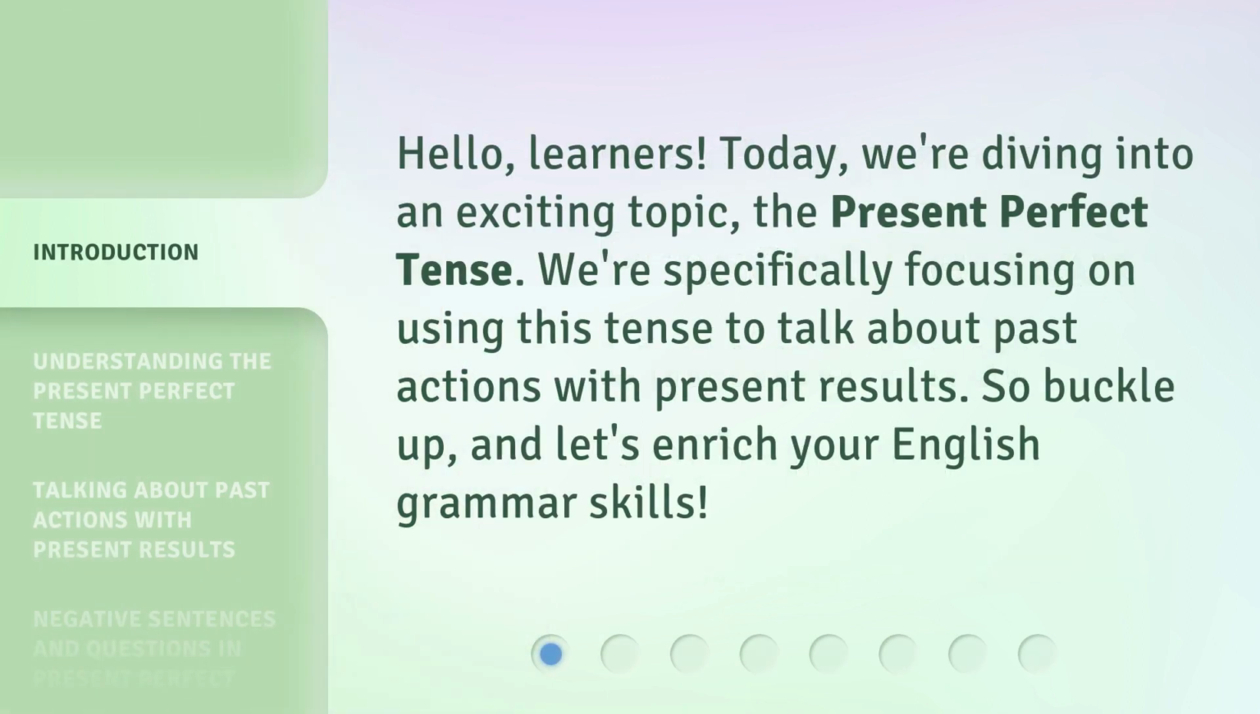Hello, learners. Today, we're diving into an exciting topic, the present perfect tense. We're specifically focusing on using this tense to talk about past actions with present results. So buckle up, and let's enrich your English grammar skills.